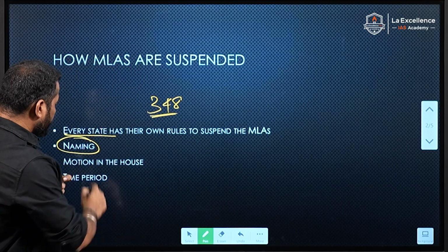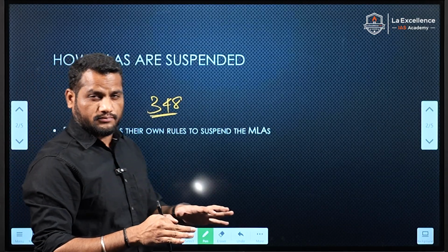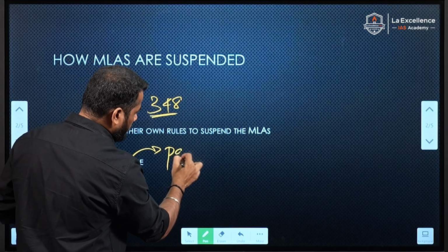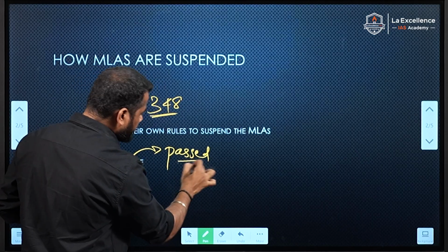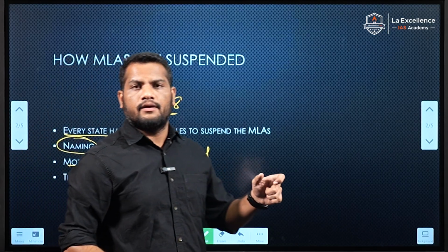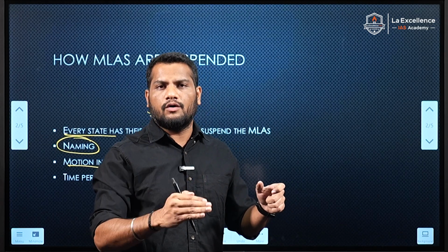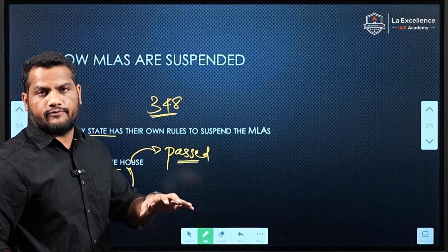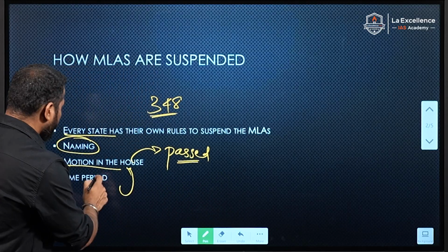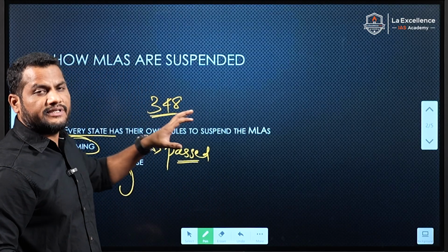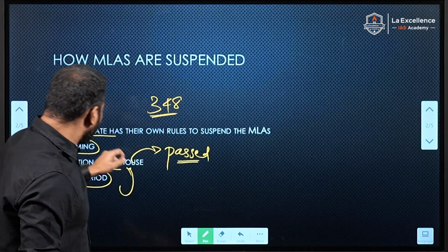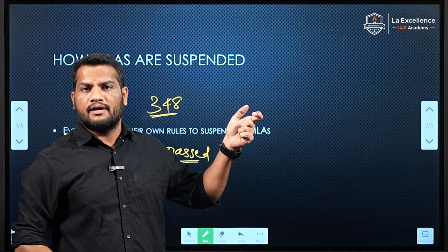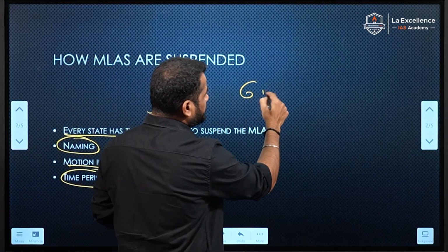After naming, there will be a motion in the House. This motion should be passed in the House. When this motion is passed, these MLAs will be suspended from the House for the time period mentioned in the motion itself. Means the time period for which any MLA can be suspended will be mentioned in the motion itself. Now these 18 BJP MLAs are suspended for a period of 6 months.